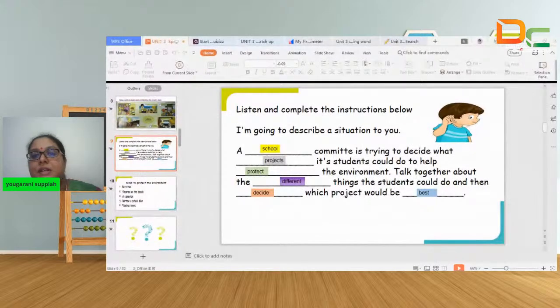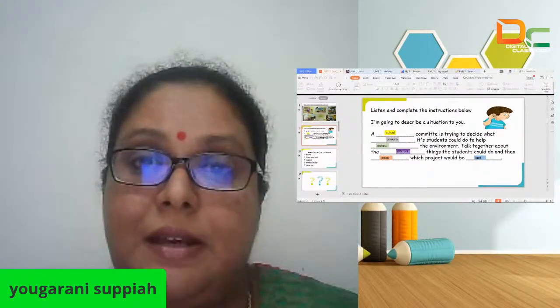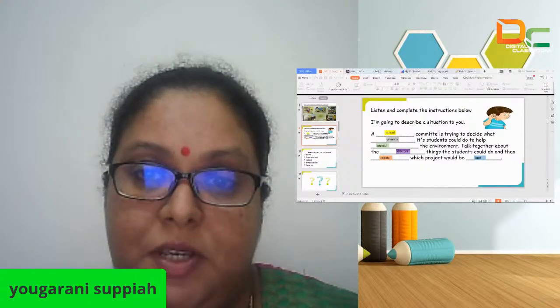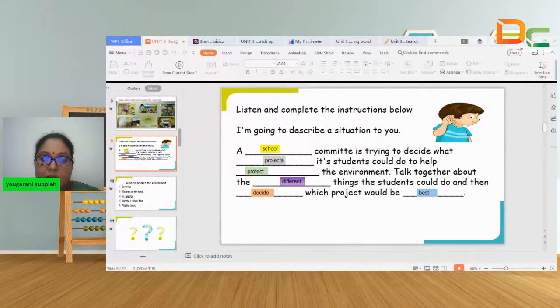Moving on to the next point, cleaning up the beach. So when can you clean up the beach? As students, how can you help to clean up the beach? Why do you think cleaning up the beach helps to protect the environment?